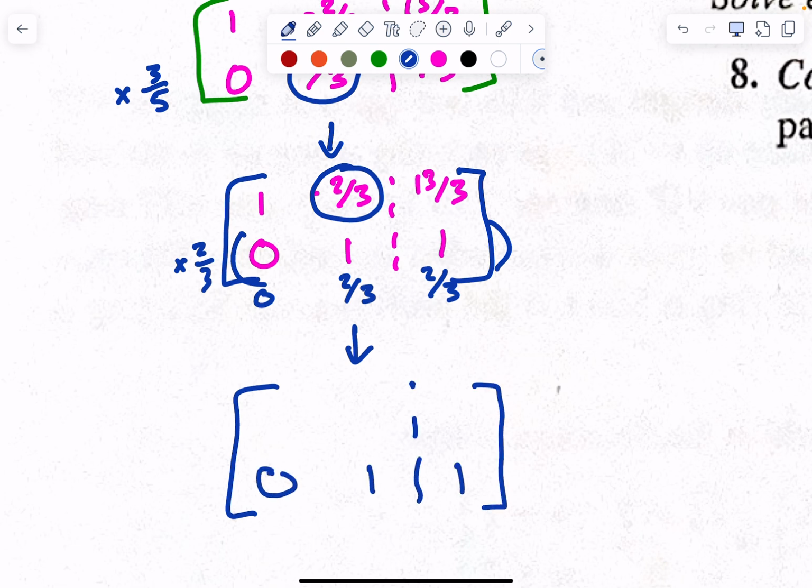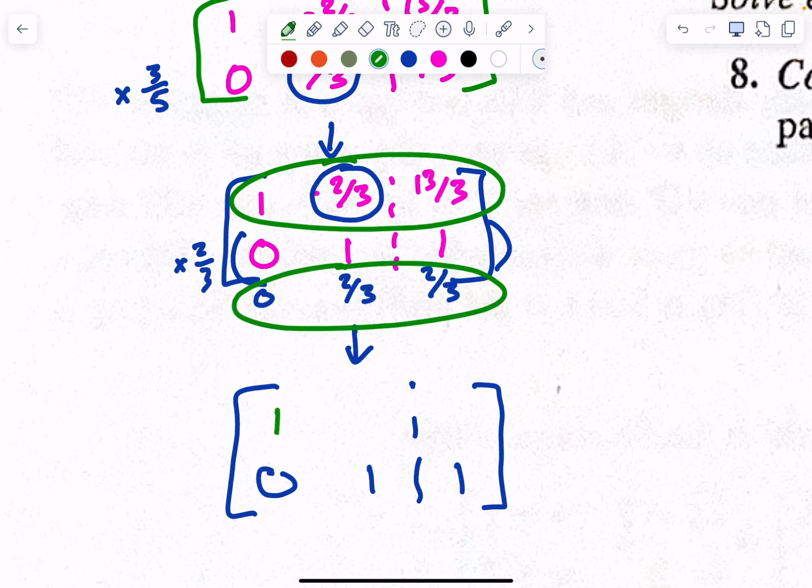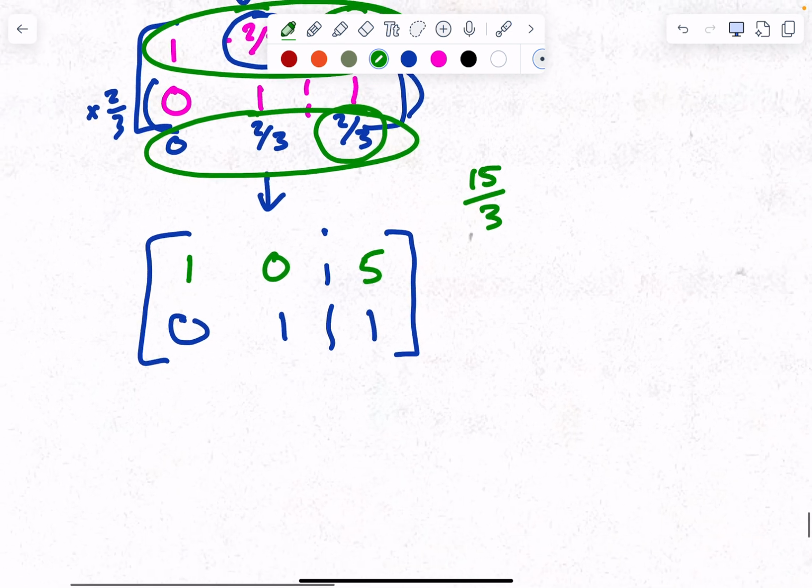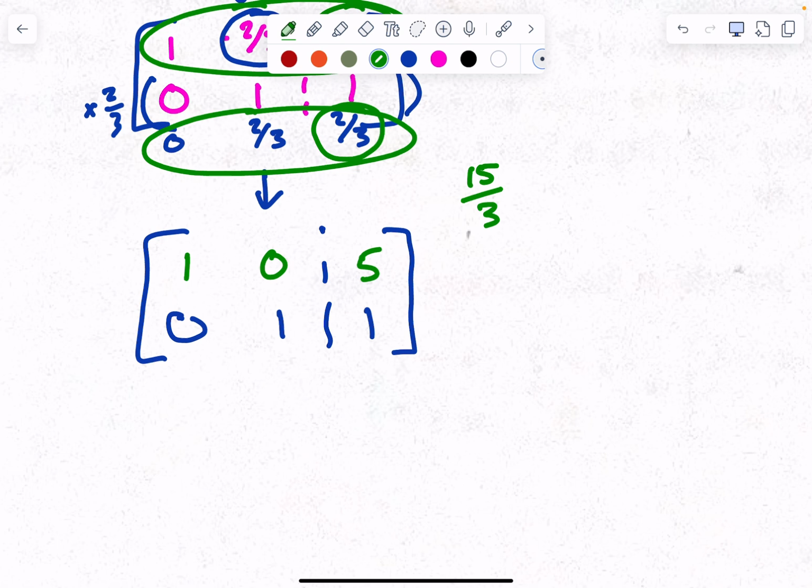The top row, if I add this guy and this guy together, 1 and 0 is 1. 2/3 and negative 2/3 is 0. What's 13/3 and 2/3? It's 15/3, which is 5. So now I have my final answer.